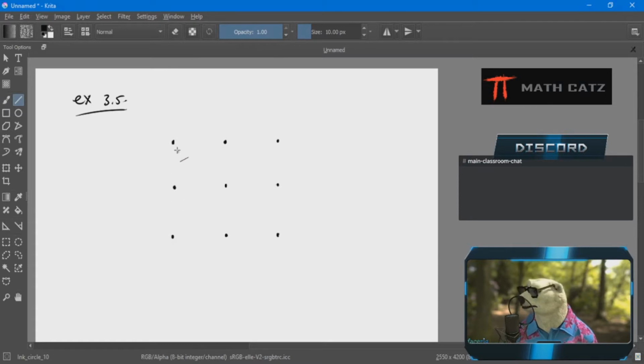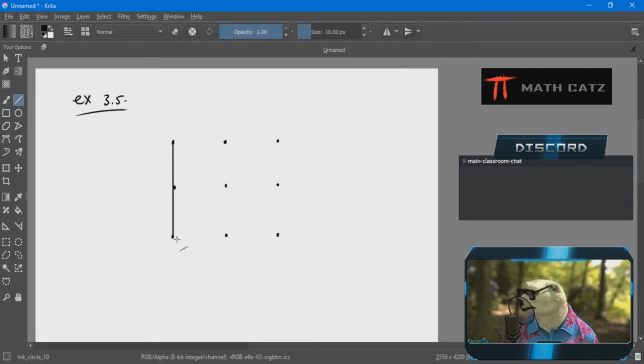Oh, I can't speak and draw the line for some weird reason. Or I just can't draw the line at all. What's wrong with my line tool? There's a line. Let's put it on the dots.